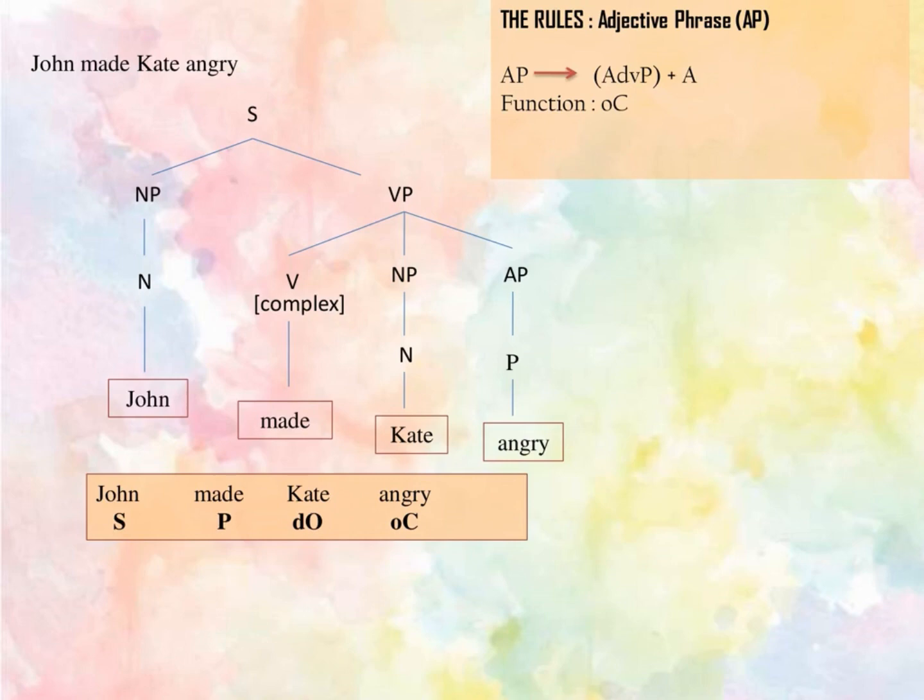Direct object. John made angry for who? The answer is Kate. So Kate is the direct object. Why is angry the object complement? Because angry is the modifier of the direct object Kate, providing descriptive information about this direct object.